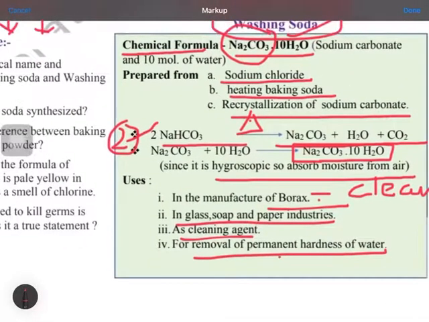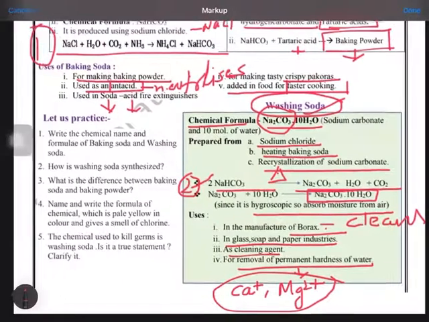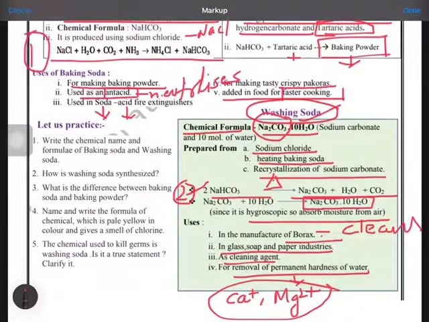What is permanent hardness of water? Water which has the presence of calcium and magnesium ions is known as hard water. So for removing this permanent hardness of water, we can use sodium carbonate. And this question also came in this year's board exam: which salt do we use for removing permanent hardness of water? You can write this one, you can write hydrogen carbonate, both can be used.